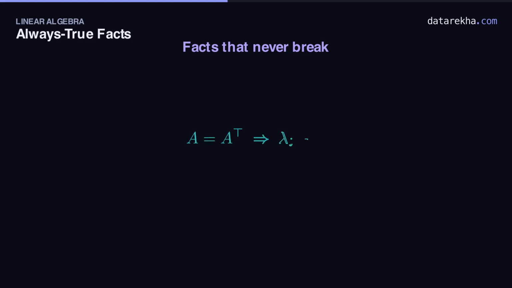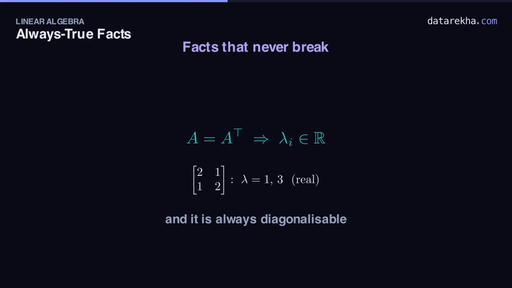And the last anchor is a gift symmetric matrices give you. If A equals its own transpose, then all of its eigenvalues are guaranteed real. No complex numbers can sneak in. Take 2, 1, 1, 2. Its eigenvalues are 1 and 3, both real, exactly as promised. And better still, every symmetric matrix is diagonalizable. That fact sits quietly under principal component analysis.